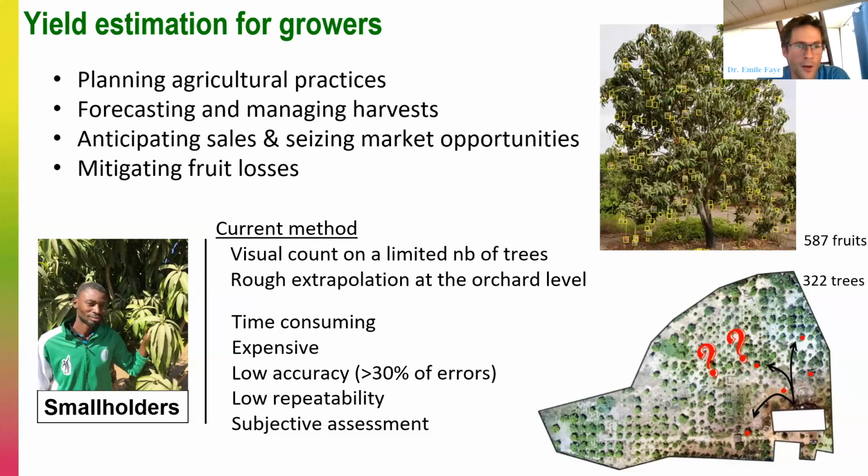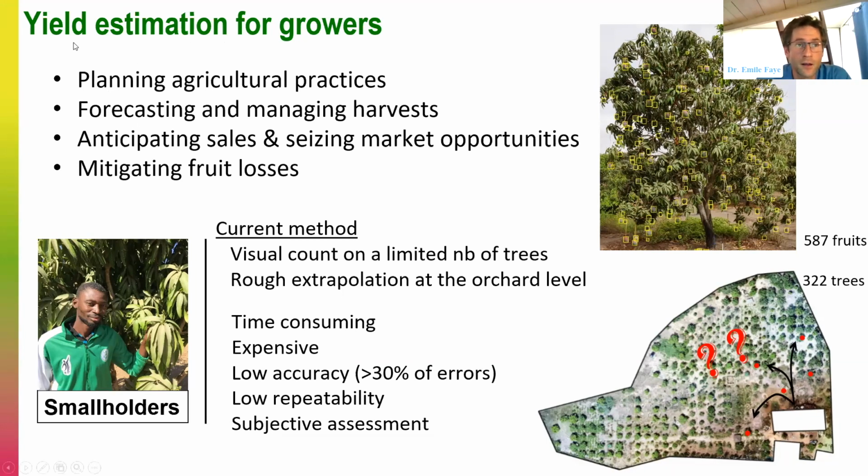So to give a small focus on the growers in West Africa, here we are in Senegal for those pictures. To perform yield estimation, they are using a traditional method, the current method, that is visual count performed on a limited number of trees in the orchards, and they choose the trees on which they're going to count the fruits not randomly. So they go close to the place they live, or they choose the tree that carries the most fruits, such as in that picture. And it gives a rough extrapolation at the orchard level with a low accuracy. So we estimate more than 30% of error performed by these growers. And it is really time consuming for them. It's really difficult to perform this estimation, and it is dependent on the person that's going to perform the counts.